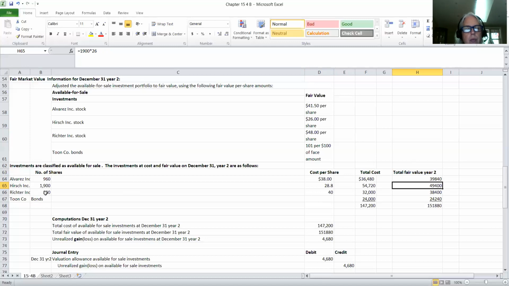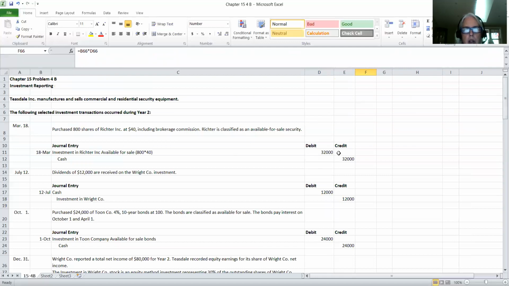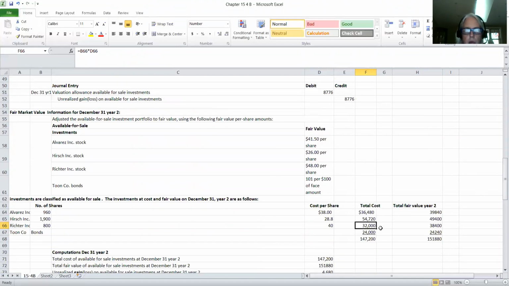The Reiter Company stock, we had 800 shares. It cost us originally $40. So if you multiply 800 times 40, it will give you $32,000. This is stock that we've actually bought as an investment. You might remember from the very first journal entry here, you can see the cost of that stock was $32,000. That's where we're getting this amount right here. The fair value at the end of the year has gone to $48 per share. So we're going to take 800 shares that we own and multiply that by the $48 fair market value per share to get the total fair value.